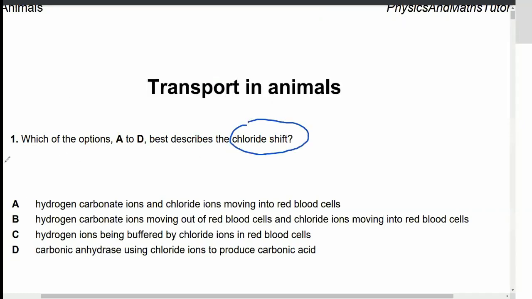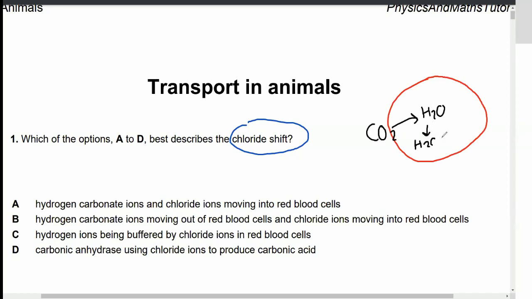So which of the options A to D best describes the chloride shift? These are all multiple choice. What I'm going to do here is draw what's happening roughly in the chloride shift. We've got carbon dioxide joining with water to form carbonic acid. This then breaks down into hydrogen carbonate ions, HCO3 minus, and hydrogen ions, H plus. We then get chloride ions shifting in to balance things up, and this is known as the chloride shift.